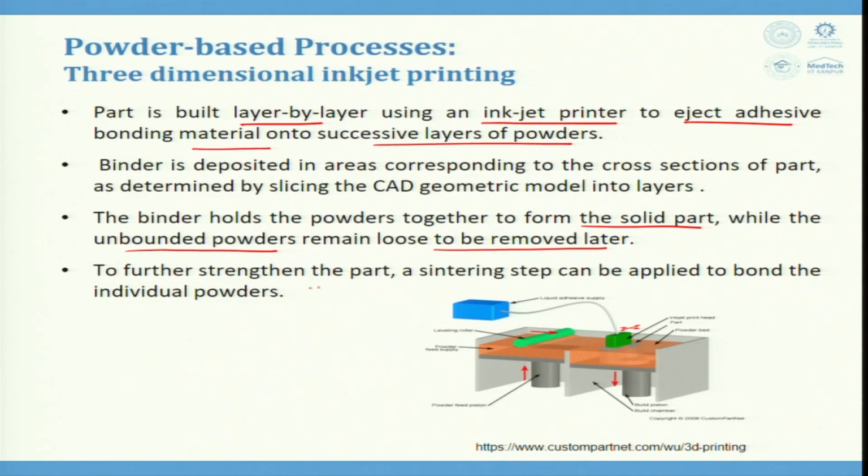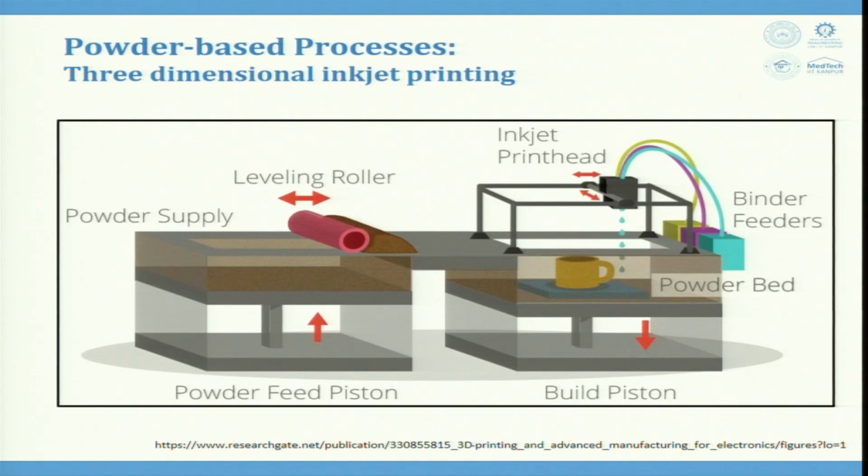To further strengthen the part, a sintering step can be applied to bond the individual powders. Sintering is heating the powder so that the bond becomes stronger. This process also has a construction, as we have a leveling roller here, powder supply here, inkjet print head, and binder feeders. The binder feeders are the only major addition here in the inkjet printing process over the SLS process.